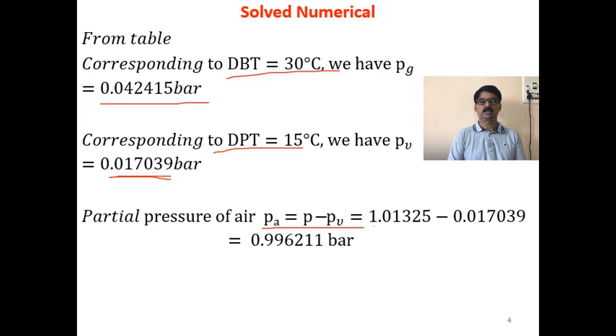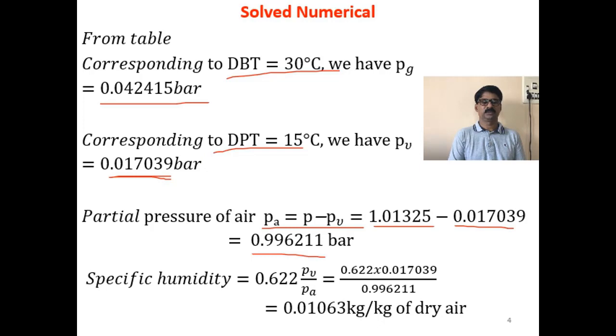Okay, so P in this problem is 1.01325 and PV is 0.017039. So you'll get PA as 0.996211 bar. Now specific humidity, you have the formula 0.622 PV by PA. So if you make proper substitution, 0.622 here, PV is 0.017039, that is from here. You can see it is here, and PA you just calculated, so you will get the specific humidity as 0.01063 kg per kg of dry air.